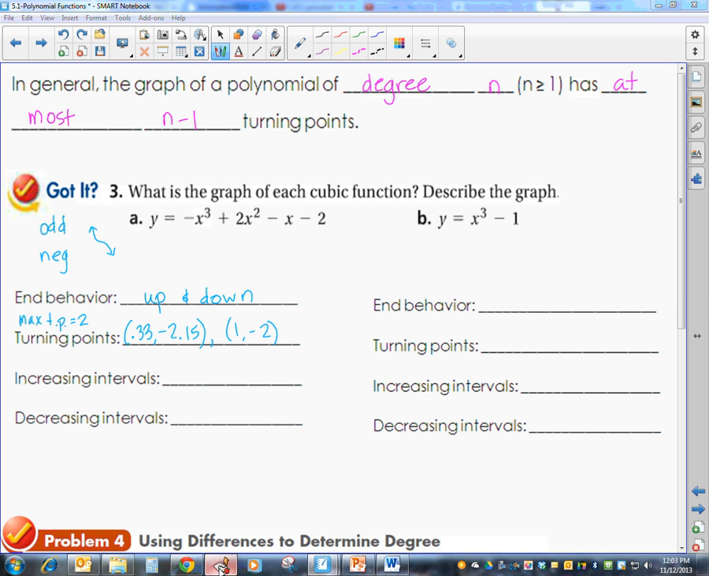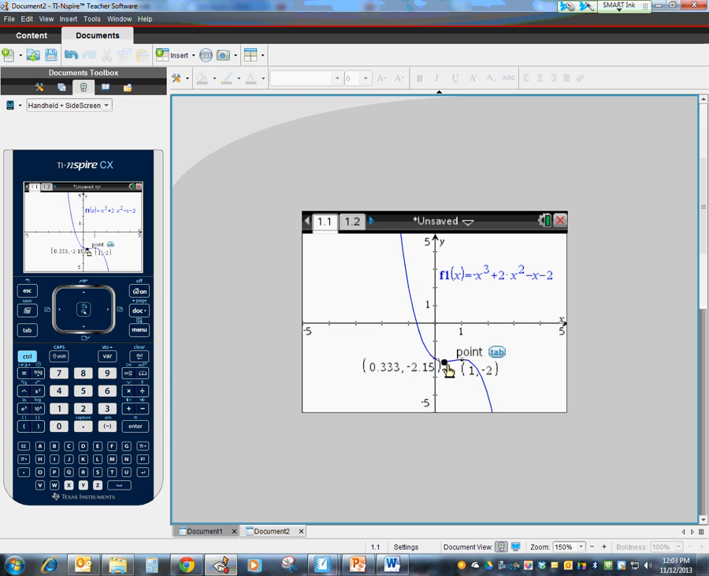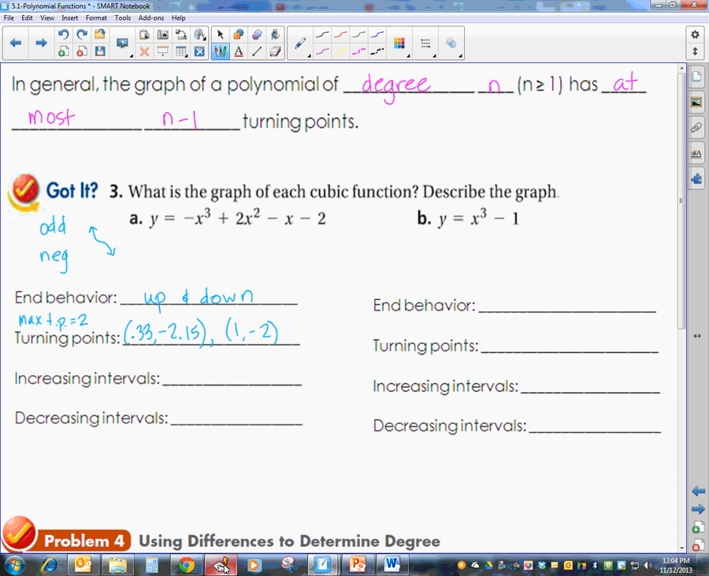So going back, if these are my max and my min, and I'm looking for my increasing. As I drag my finger left to right, I'm going down, but then I go up, and then I go down. So in between those two x values is where my graph is increasing. I'm going to write 0.33 comma 1. That's the increasing interval. And the decreasing interval was everything from negative infinity to 0.33, and then 1 to positive infinity.